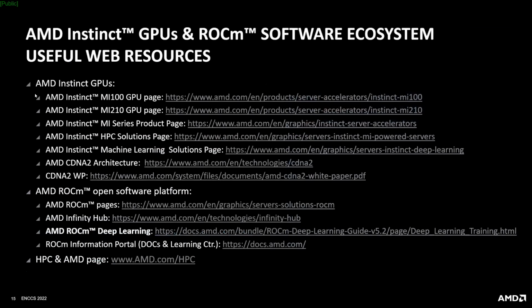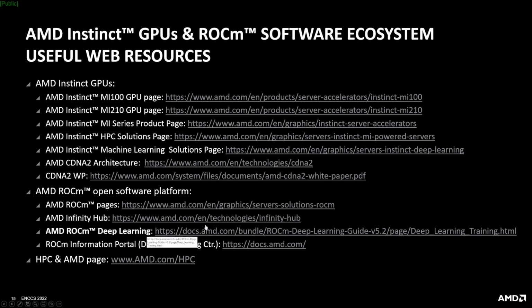This is a fairly useful slide to use offline to see all the various differences between MI100, MI210, MI250, and the CDNA architecture. There are more details on the CDNA2 architecture in a white paper, which is technical but not overly technical. It's very useful if you're a developer.